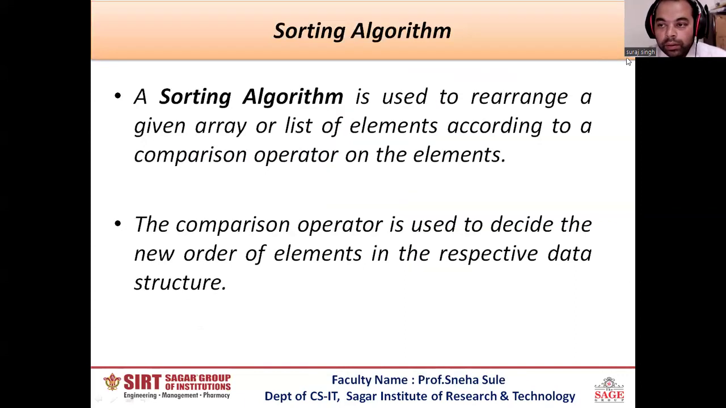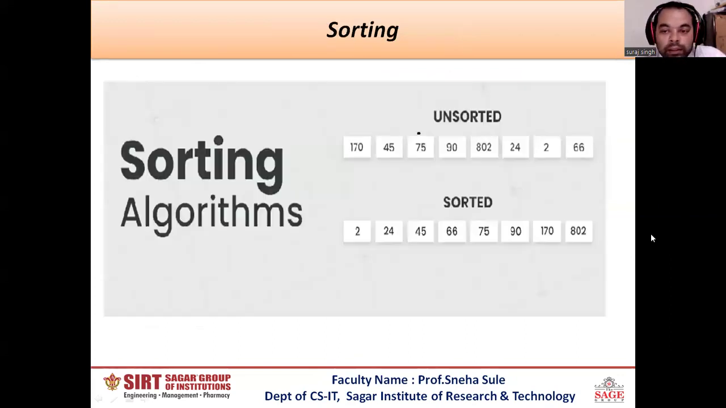Now, here the sorting algorithm is applied. A sorting algorithm is used to rearrange a given array or list of elements according to a comparison operator on the elements. The comparison operator is used to decide the new order of elements in the respective data structure. In sorting, the unsorted elements in the given array are converted into sorted elements, arranged in ascending order.